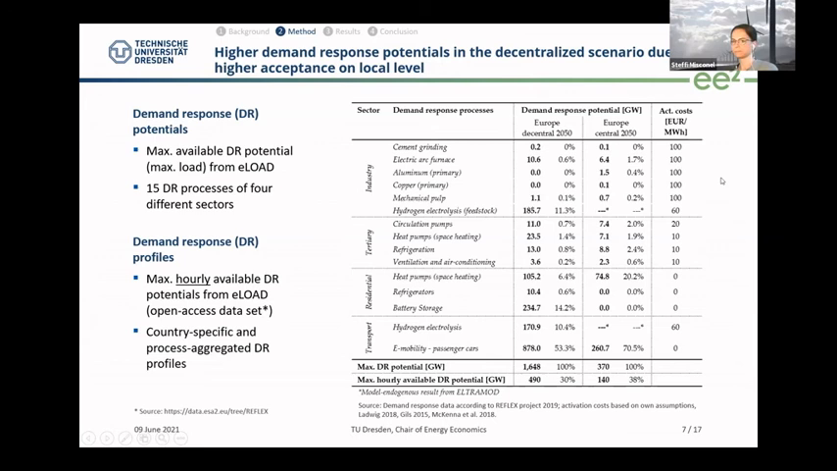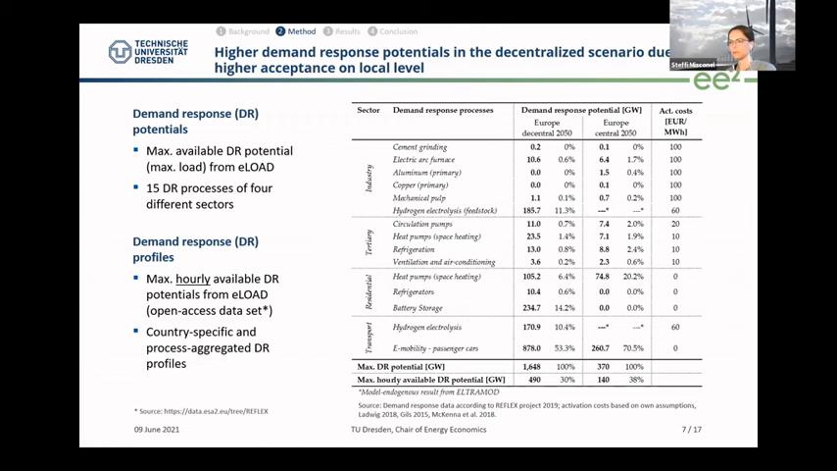Okay, thanks. And one more question, maybe you explained it, but maybe I just missed it. The demand response profiles, how did you get them, for each hour? Yeah, so this is also a result of our EU Horizon 2020 project Reflex.